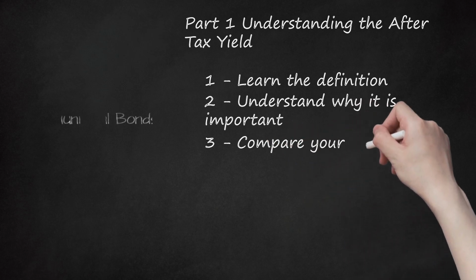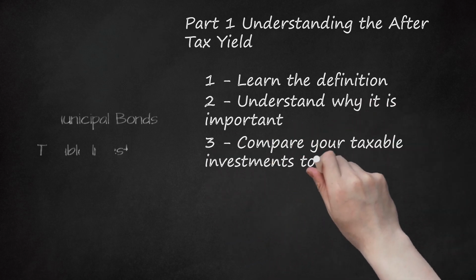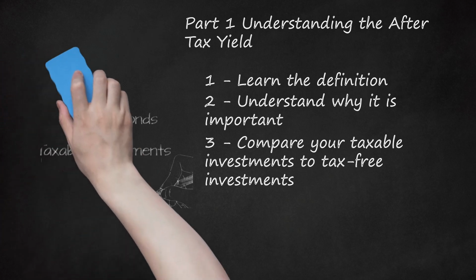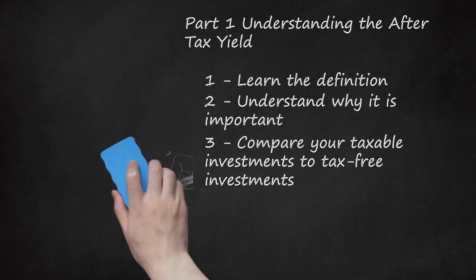3. Compare your taxable investments to tax-free investments. Investors can reduce their taxes by purchasing municipal bonds, the interest on which is sheltered from federal and some state and local taxes. However, the yield on municipal bonds is typically lower than that of taxable investments. In order to compare the profitability of taxable and tax-free investments, it is very helpful to calculate the after-tax yield on the taxable investments.